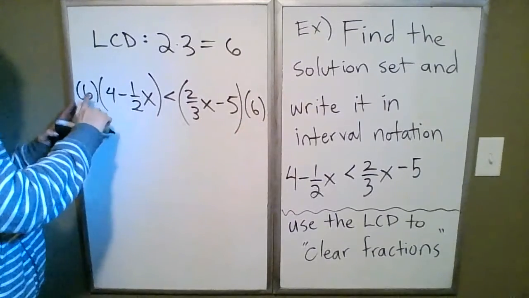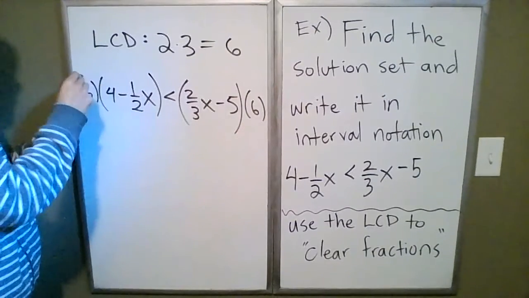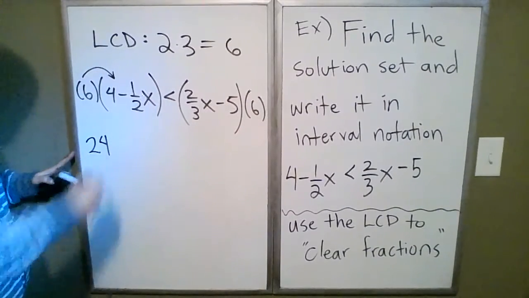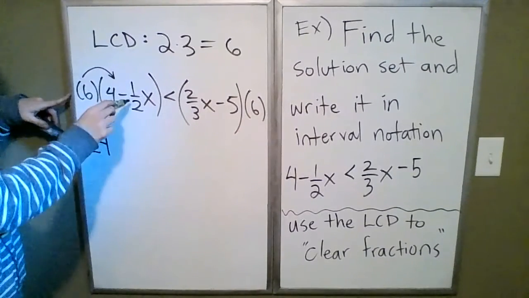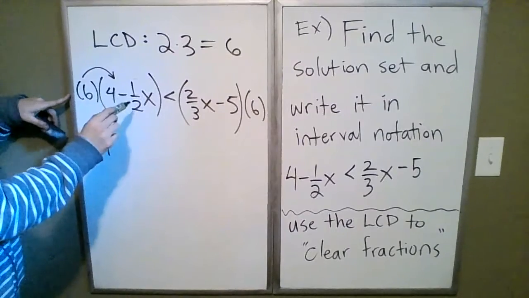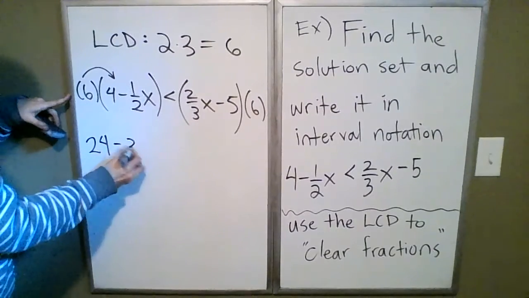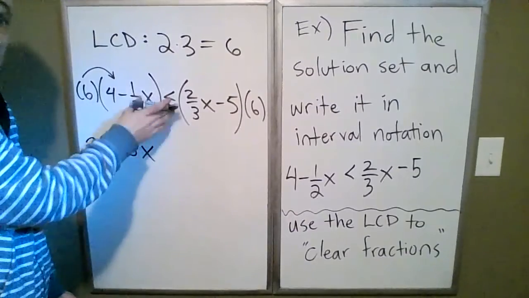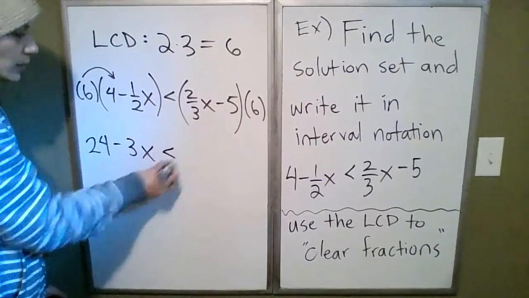So let's start over here. Distribute the 6. 6 times 4 is 24. 6 times negative 1/2 is negative 3x. Since 6 is a positive number, I don't have to flip the sign. I just copy it how it is.